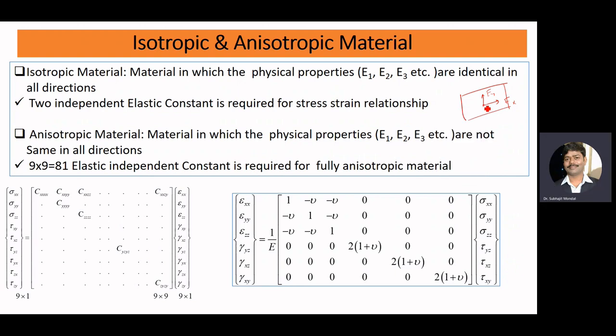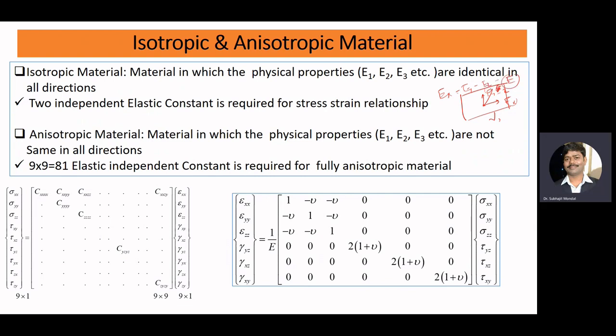and Poisson's ratio in all three directions. Physical properties means those properties which we can measure. So here, if we consider an isotropic material and measure the property along x, along y, along z, you will observe that all properties are the same. So here Ex is equal to Ey equal to Ez, that is equal to E.